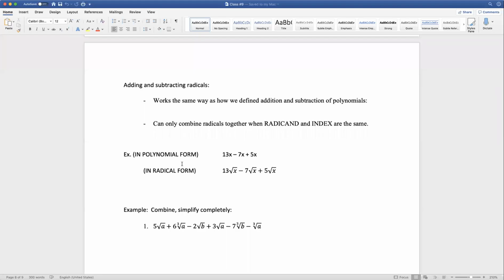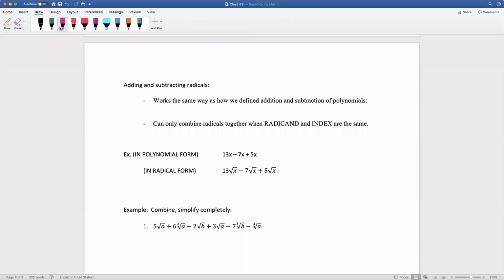So for this next bit of the section, now that we're comfortable with this notion of what it means to simplify radicals, we're going to start talking about operations on radicals. So today we're really going to focus on what it means to add and subtract radicals. Now the neat thing is that addition and subtraction of radicals works the same way in terms of how we define addition and subtraction of polynomials.